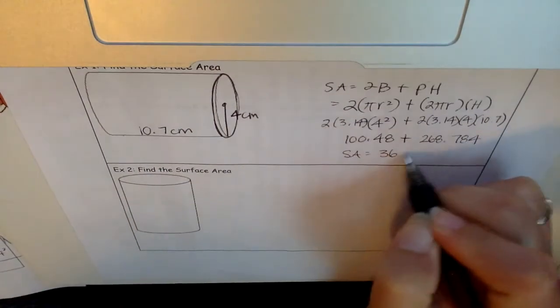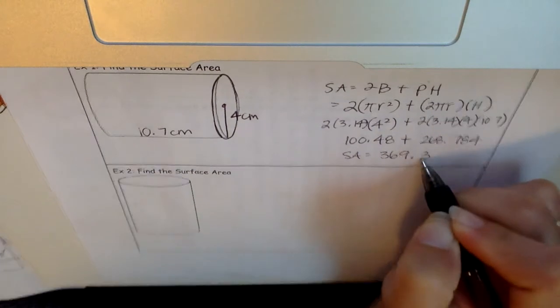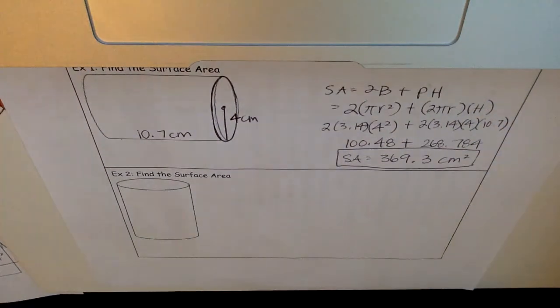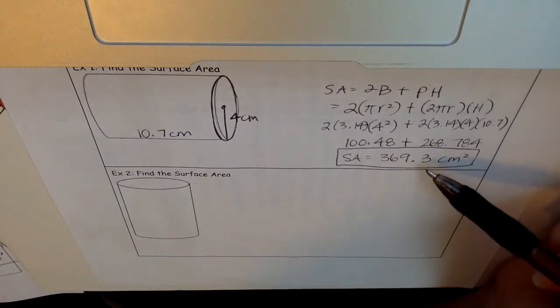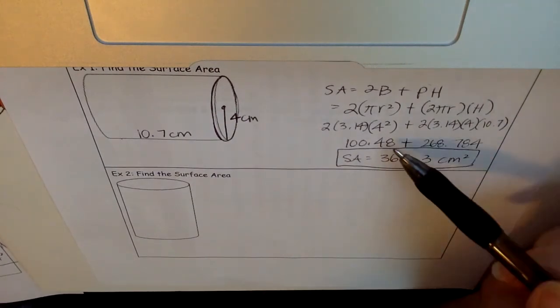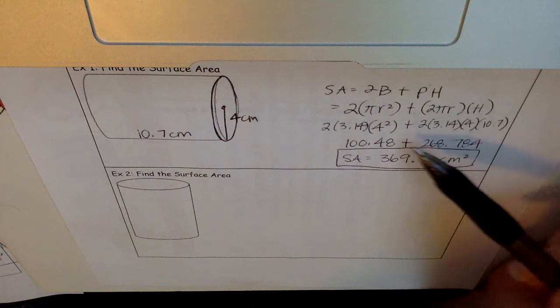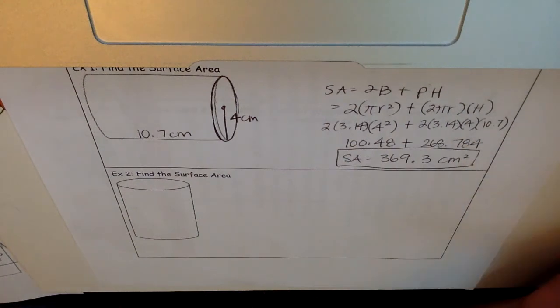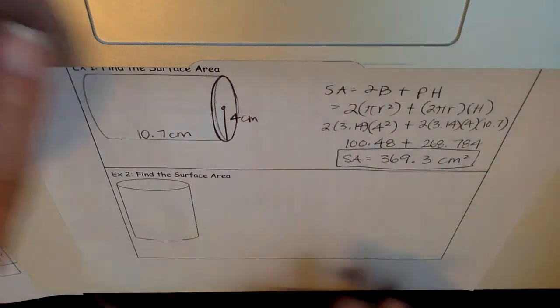So 369.3 centimeters squared. Again, it's surface area, so I need to make sure I have my units squared. I just rounded to the nearest tenth at the end because if you round too quick, some of your digits would get cut off. But we'll probably mostly be rounding to the tenths or the hundredths.